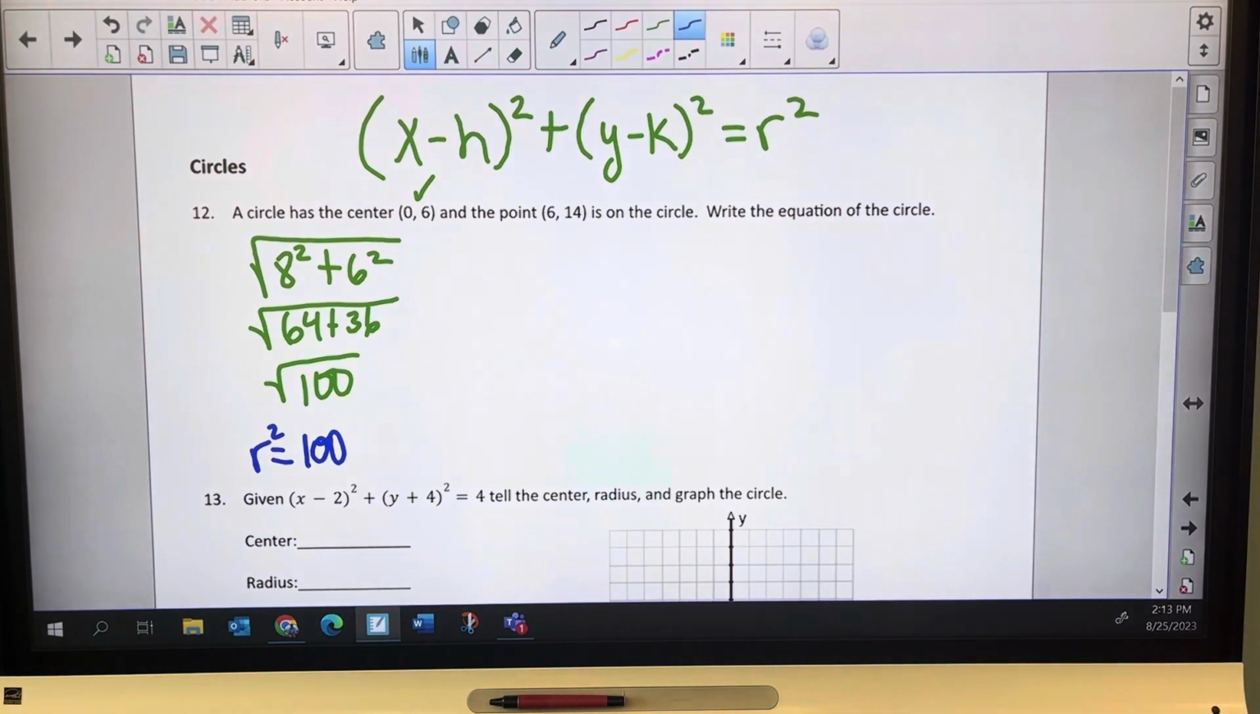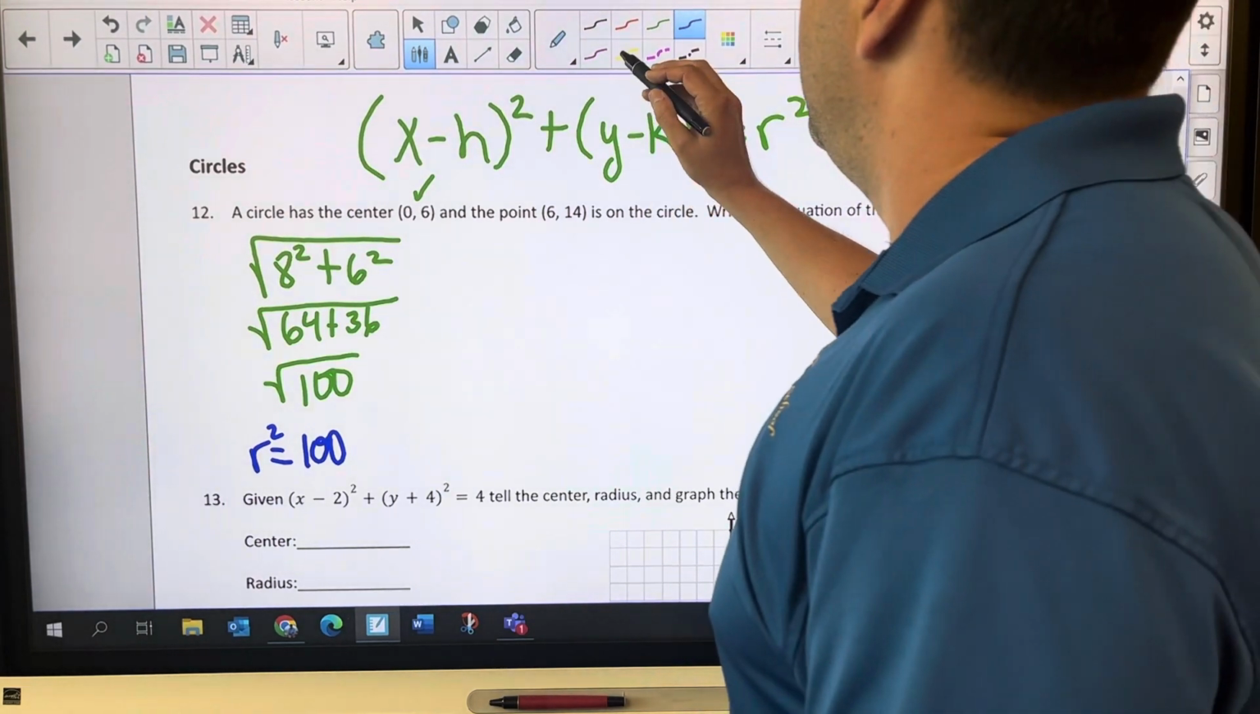Yes, that's an easy number, but that's something to keep in mind if you end up with like square root of 41. Don't try and worry about that. Just say, hey, r squared is going to be 41. And now let's write the rest of the equation.